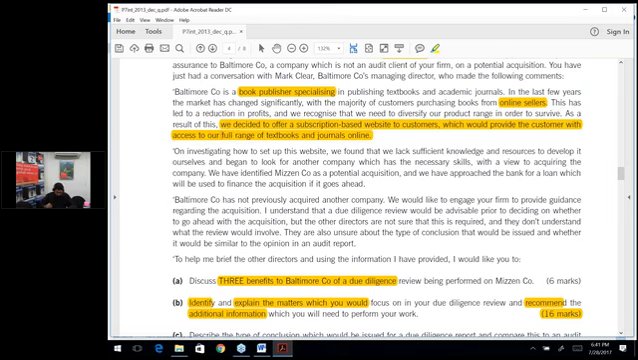Now, it says on investigating how to set up this website, we found that we lack sufficient knowledge and resources to develop it ourselves, and began to look for another company which has the necessary skills with a view to acquiring the company. We have identified Mizzen as potential acquisition. So they've identified the Mizzen company as a potential acquisition. And we have approached the bank for a bank loan which will be used to finance the acquisition if it goes ahead. Now it says Baltimore has not previously acquired another company. And it says you'd like to engage your firm, etc., etc.